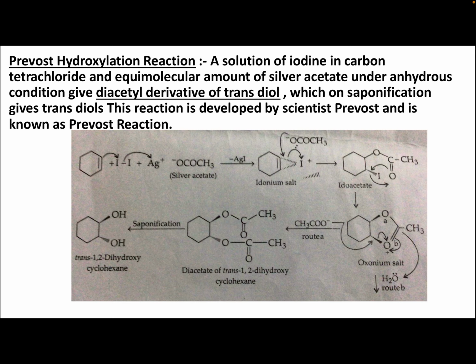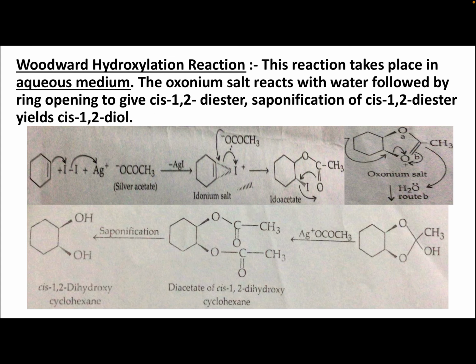Then saponification. Saponification means the CH3C double bond O group is changing into OH, and so we will get trans 1,2-dihydroxy cyclohexane. So in the Prevost hydroxylation reaction, any alkene we can take, which reacts with iodine and silver acetate to give trans 1,2-dihydroxy cyclohexane.